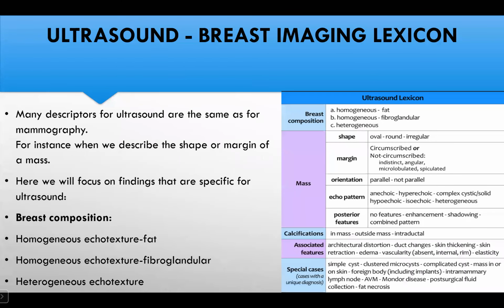Now we have the ultrasound breast imaging lexicon. Many descriptors for the breast are the same as for mammography, but there are special terms specific for ultrasound. The breast composition in ultrasound is homogeneous echotexture fatty, homogeneous echotexture fibroglandular tissue, or heterogeneous echotexture.